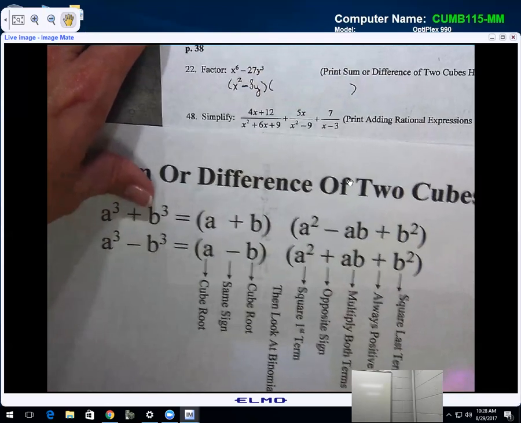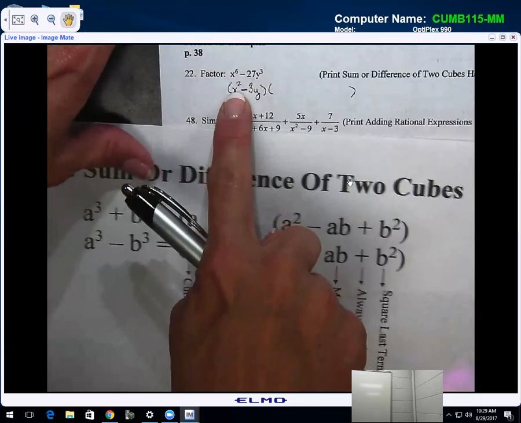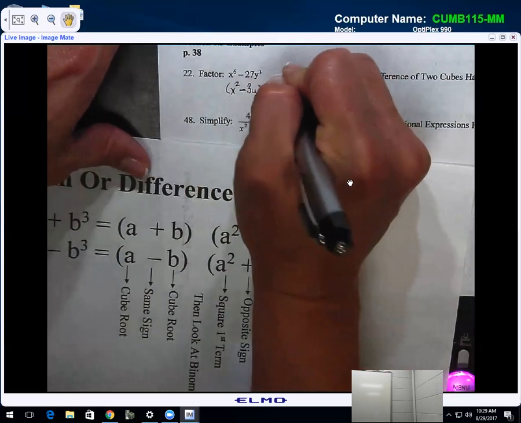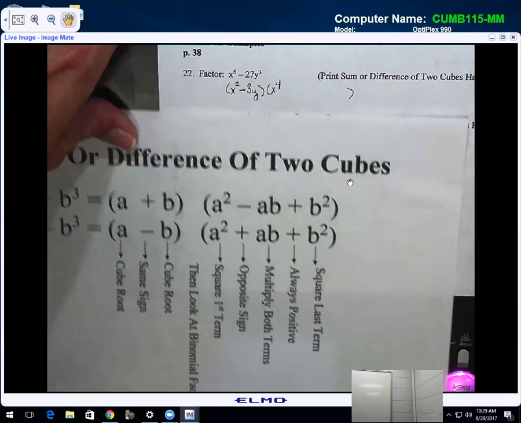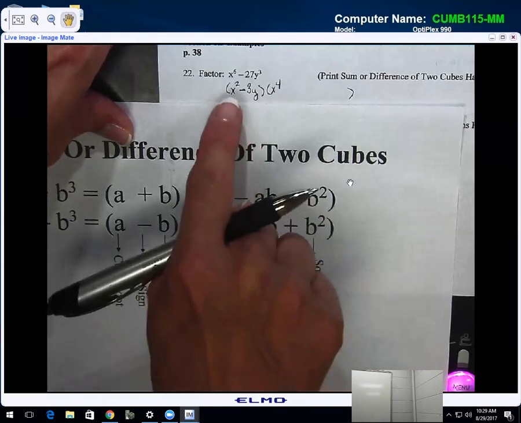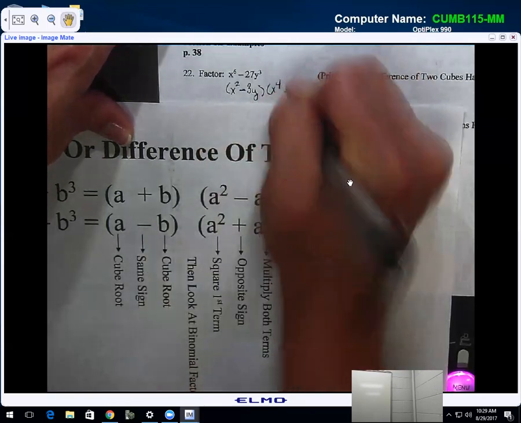I'm growing old. So my binomial factor is x squared minus 3y. The next words say, look at that binomial factor and square the first term. What would you get if you squared that first term? X to the 4th. The next words say, take the opposite sign. That means if my binomial factor has a minus in it, the next sign in my trinomial is going to be a plus.